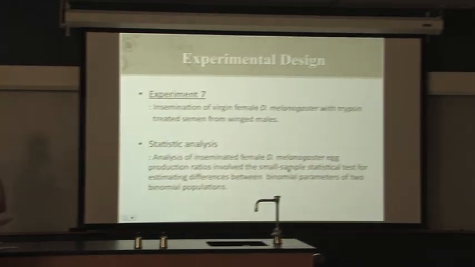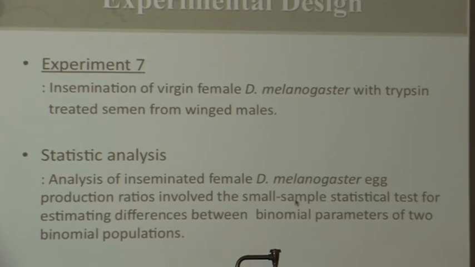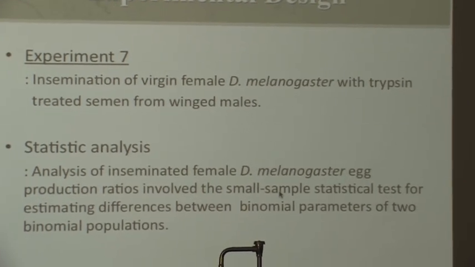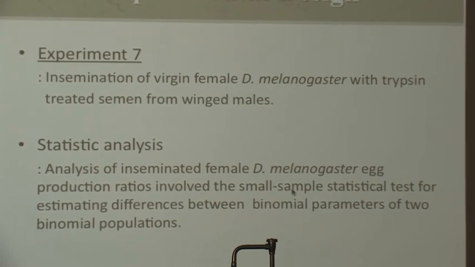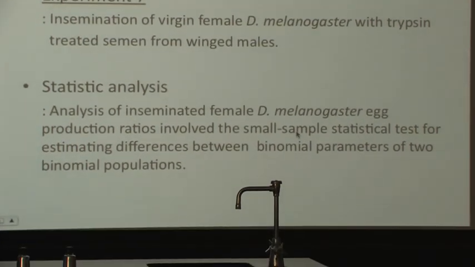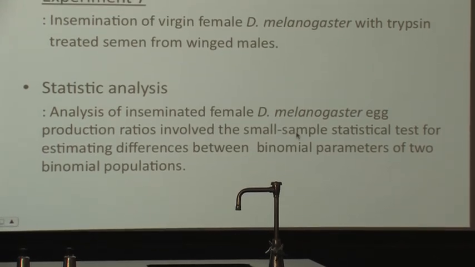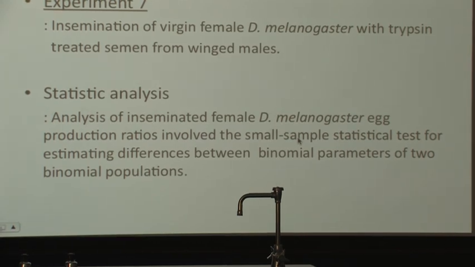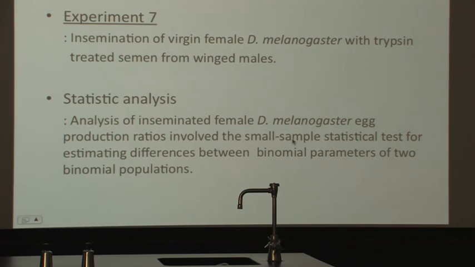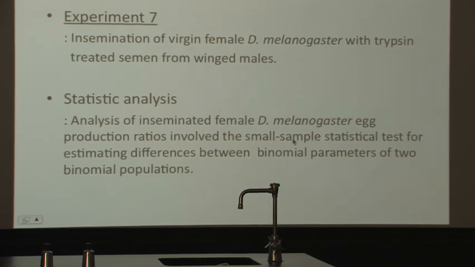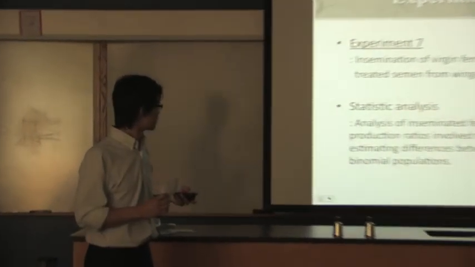The final experiment, 7, is where we mix trypsin with the semen, and then see if the trypsin can help the sperm motility or the female to lay eggs. For the statistical analysis, I used small-sample statistics to investigate whether there is a significant difference in egg length between the three inseminated virgin female groups, or just compare with the control group.